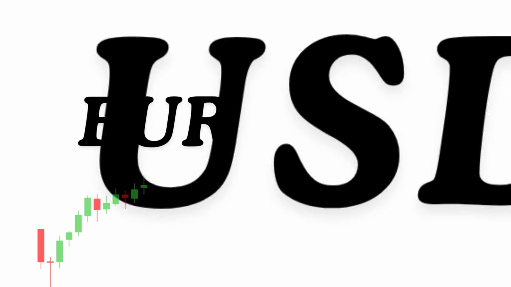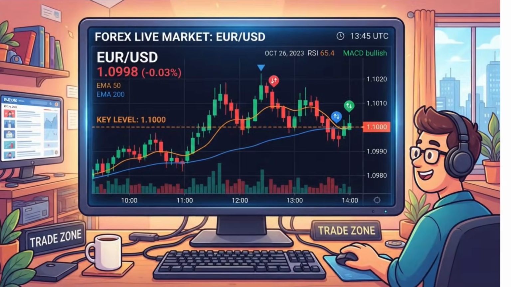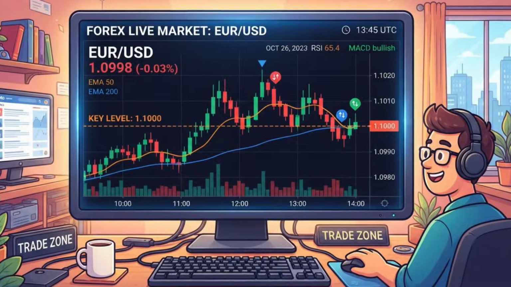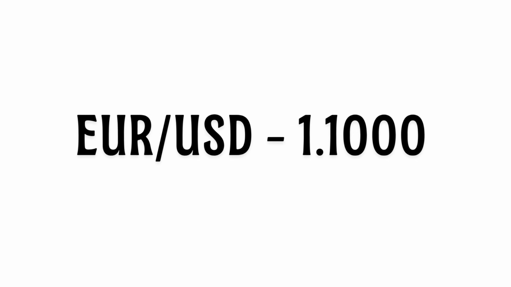First, you need to choose a currency pair. For example, Euro USD. Remember, you are not simply buying euros, you are comparing the euro against the US dollar. Let's say Euro USD is trading at 1.1. In simple terms, that means 1 euro is worth 1.1 US dollars. The price tells us how much of the second currency is needed to buy 1 unit of the first currency.